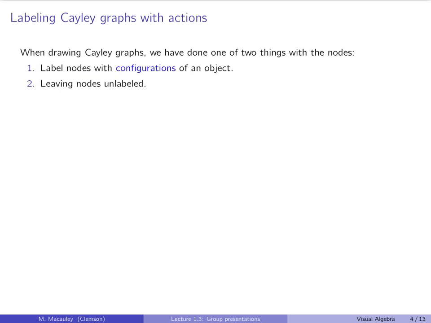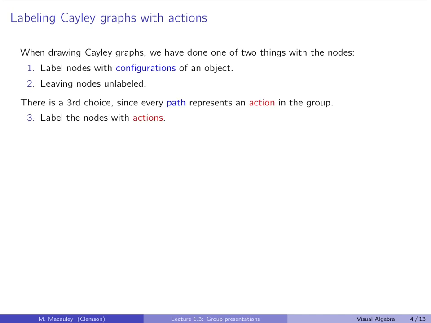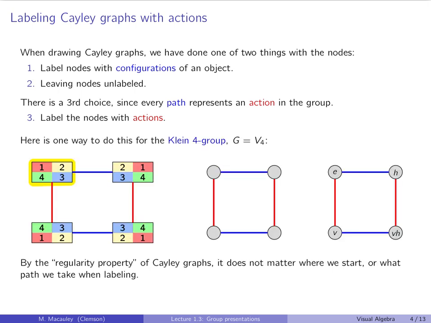When drawing Cayley graphs, we have done one of two things with the nodes so far. We started by labeling nodes with configurations of an object, like a rectangle or a triangle. We've also, starting this lecture, left nodes unlabeled. There is a third choice: since every path in the Cayley graph represents an action or element in the group, we can label the nodes with these actions. Here's one way to do this for the Klein 4 group, V4.